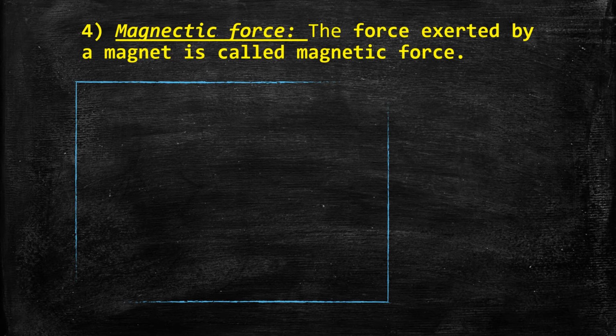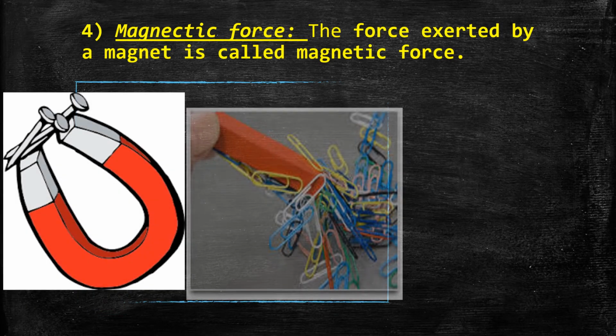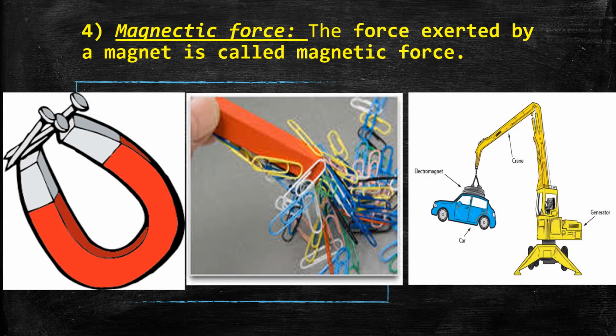Next type of force is magnetic force. Yes, the word itself describes its meaning. The force exerted by a magnet is called magnetic force. Look at these pictures. These are different uses of magnets, right? For what is a magnet used? Look at this third picture.